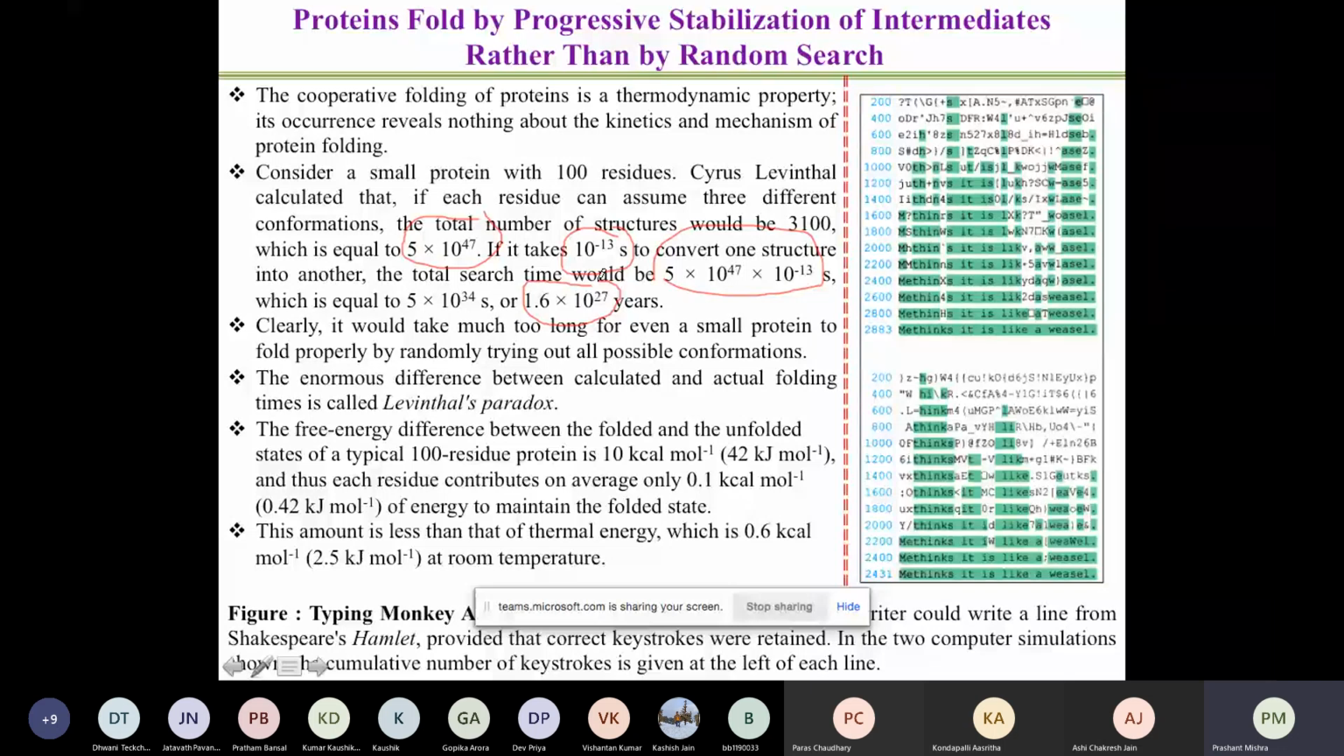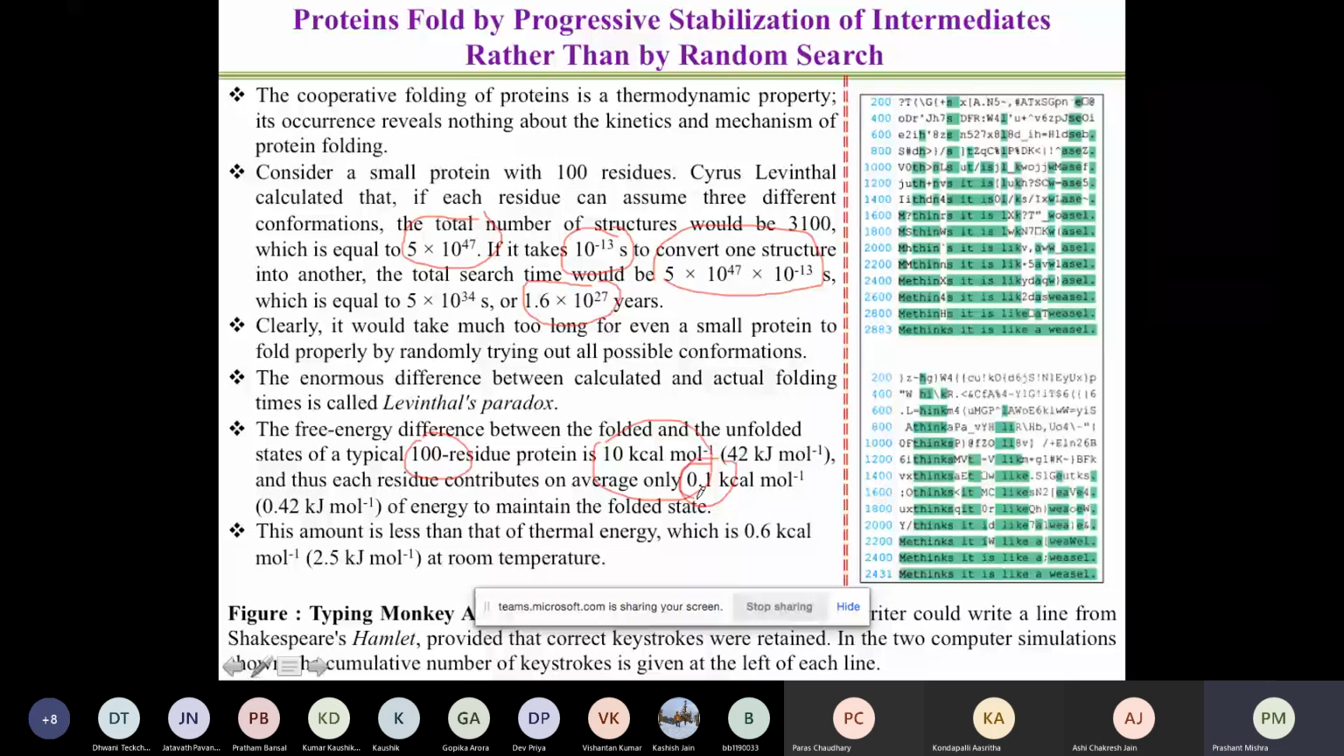Now, what he also learned about is the free energy difference between folded and unfolded protein. A typical protein having around 100 residues has around 10 kilocalorie per mole of energy. So each amino acid will have 0.1 kilocalorie, and for 100 amino acids, 1 kilocalorie. So the energy required to keep them in a folded structure is very, very small, and this amount is less than the thermal energy.